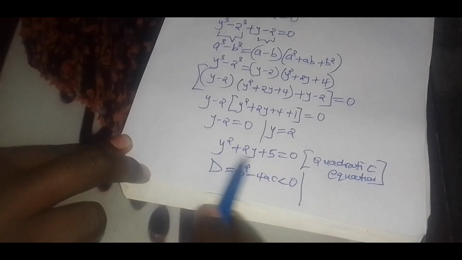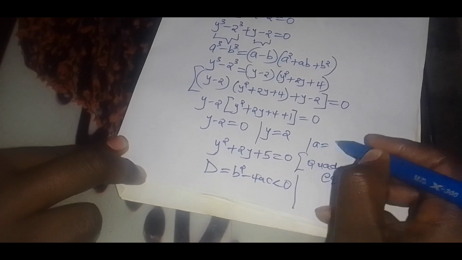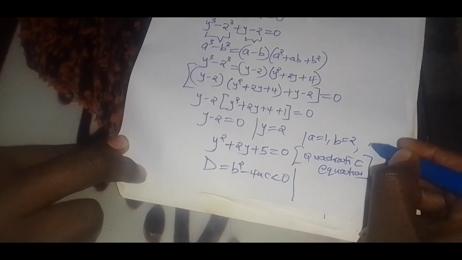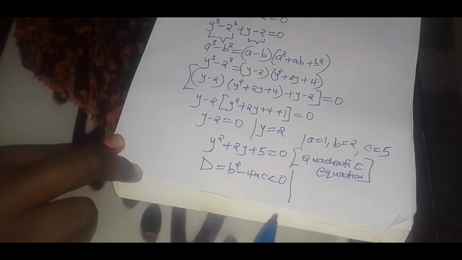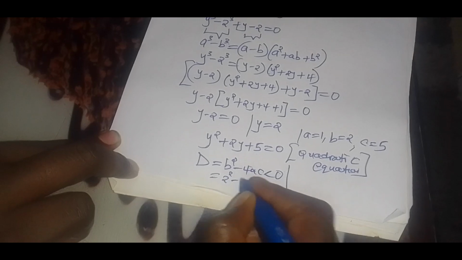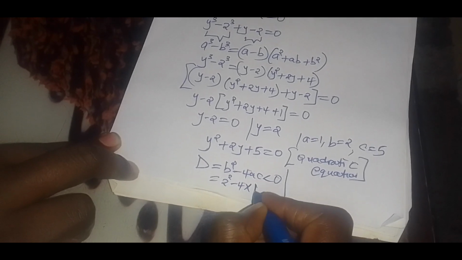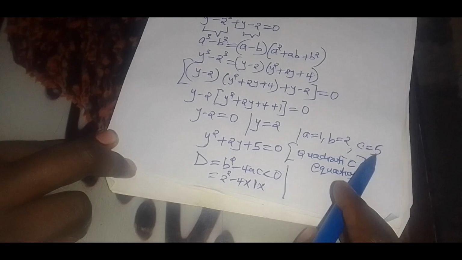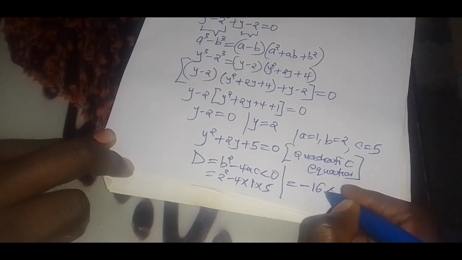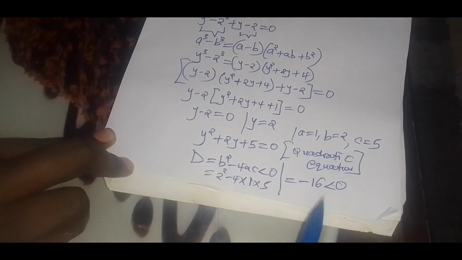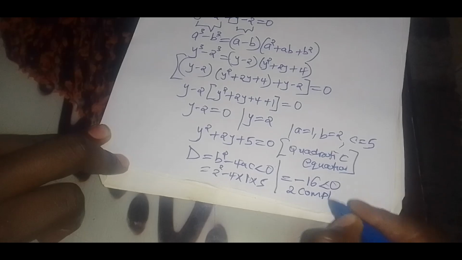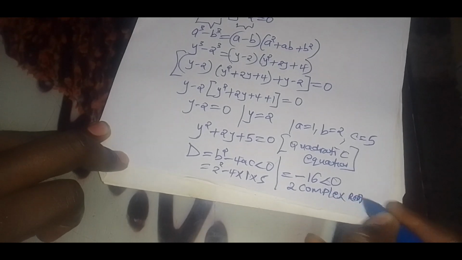Okay, so in our quadratic equation we have a, which is equal to 1, b is equal to 2, and then c is expressed as 5. Okay, so now we'll have 2 squared minus 4 times a, our a is 1, times c, which is 5, so this is going to give us minus 16, which is less than 0. Okay, so that means that we have two complex roots, and these are imaginary roots.